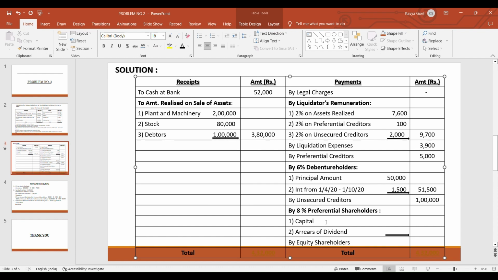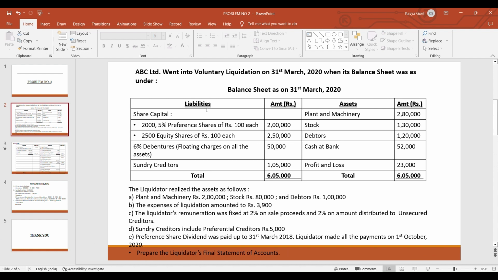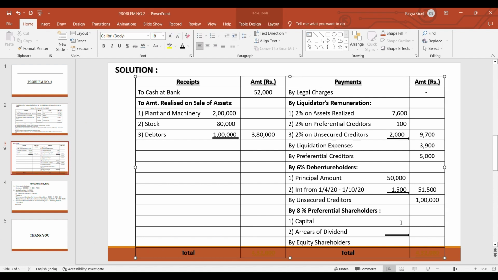The last thing, which is 8% preference shareholders, the amount is given on the liability side. So the preference share capital is 2 lakh. So we'll write here first 2 lakhs, and the next is the arrears of dividend.